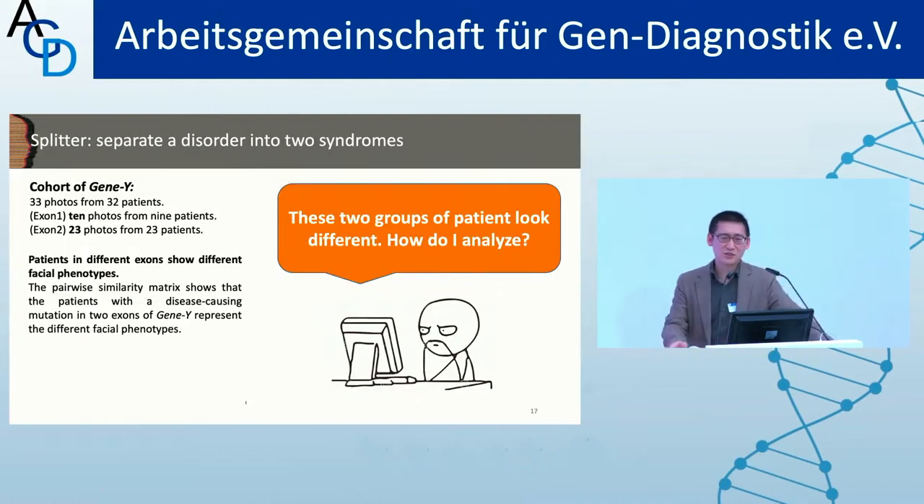Okay, so I would like to show another example, which is the cohort of gene Y. Here we have 33 photos from 32 patients. These 33 photos are distributed into 2 exons. In the first exon, we have 10 photos, and in the second exon, we have 23 photos. And we wonder whether these 2 groups of patients look different. So we are trying to do the facial analysis on these two groups.